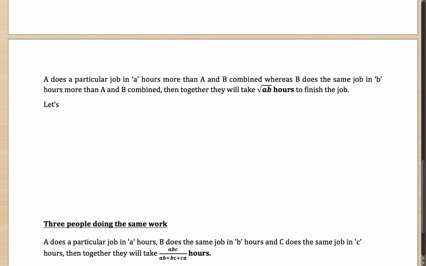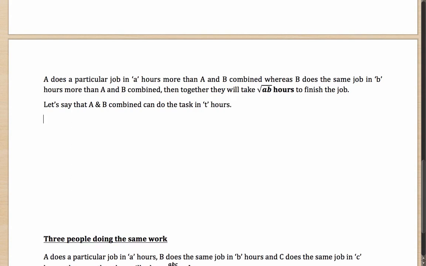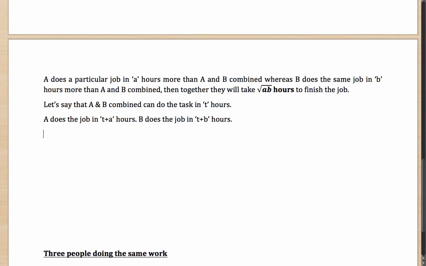Let's say that A and B combined can do the task in T hours, and that T is what we are trying to find out. This would mean that A does the job in T plus A hours, whereas B does the job in T plus B hours. So combined, how much will they take?